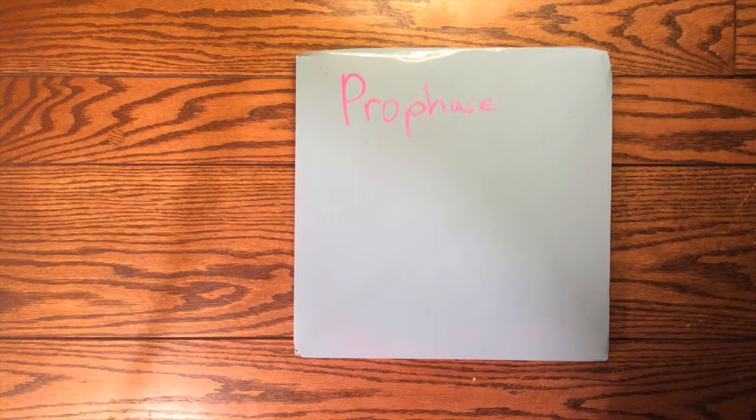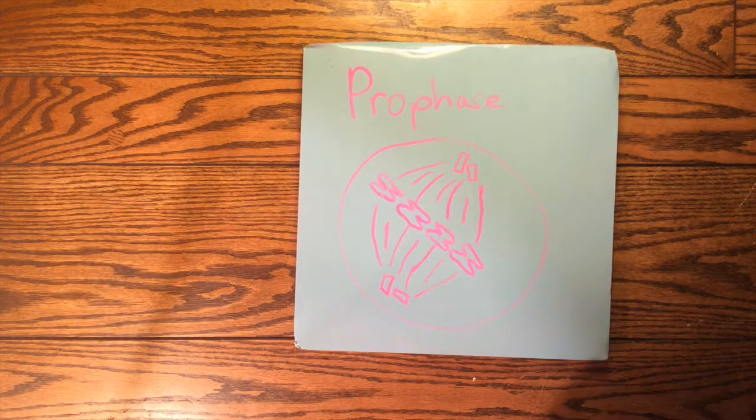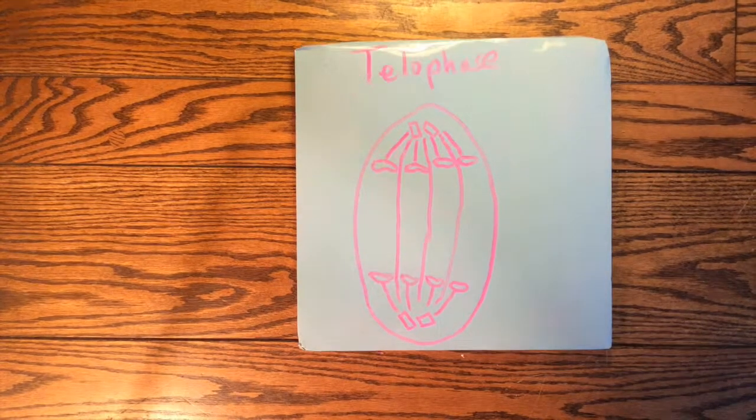In mitosis, there are double the chromosomes, and the end result is two genetically identical daughter nuclei. There is no exchange of DNA.